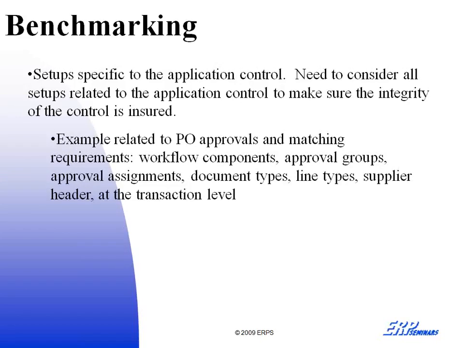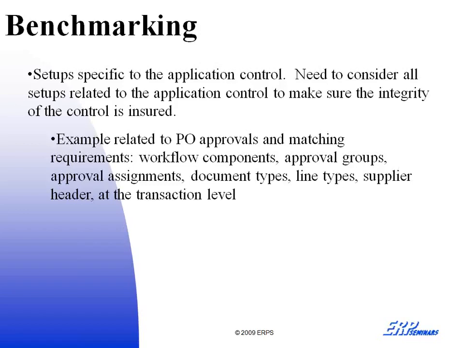Let's say 2009 was the first year you're relying upon automated controls or application controls. You should be benchmarking setup specific to the application control, and it's all things related to the application control. My example here would be the PO approval process and matching requirements related to that. If you're using a workflow process, then the components related to that particular workflow, and there are a lot of different tables that store workflow components, all of those really should be baselined and be part of the change management process and have that detailed audit trail associated to it.